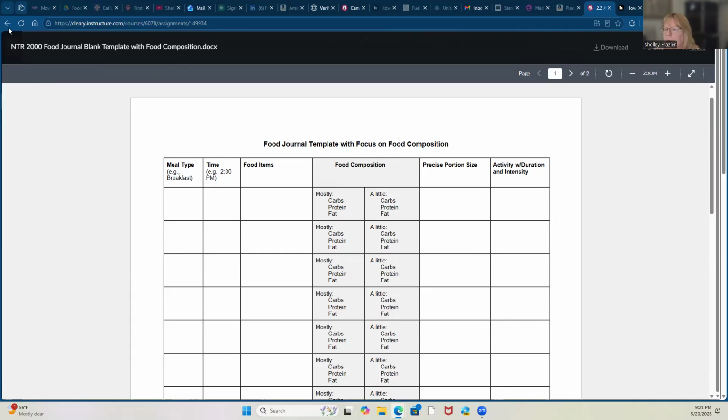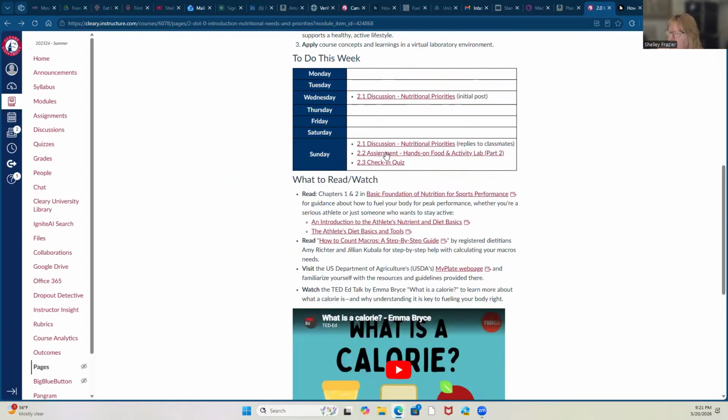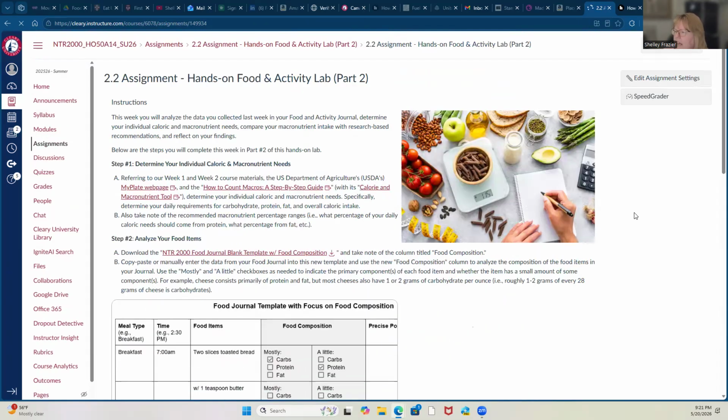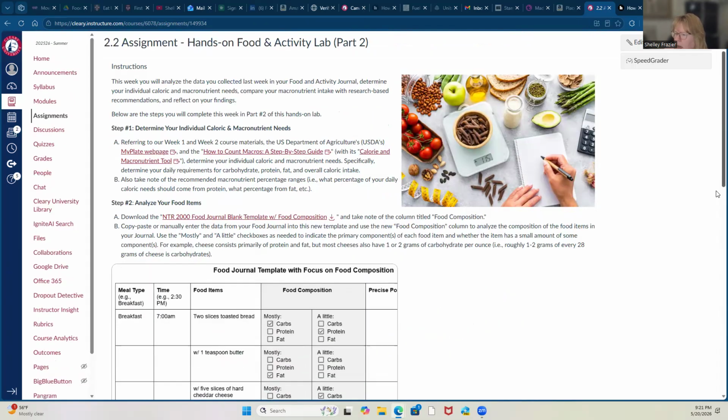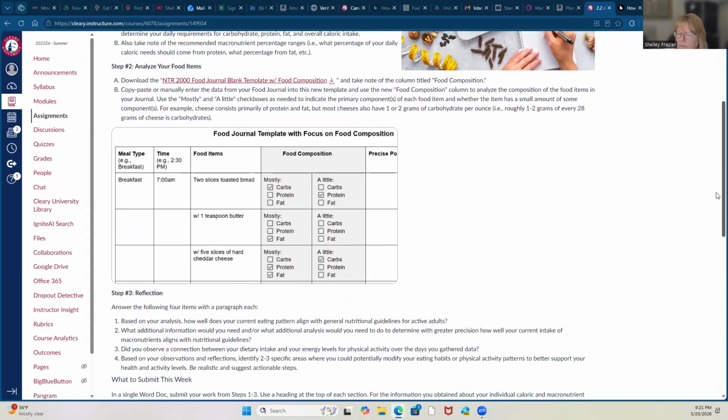Back here, it does show. Oh, it didn't take me back to where I thought. Okay, it is going to show. So this is an example of what it should be. Right here it says copy or paste, use the little check boxes mostly. As you can see right here, they had two slices of toasted bread. They put breakfast, what time it was. It was mostly carbs and a little bit of protein.